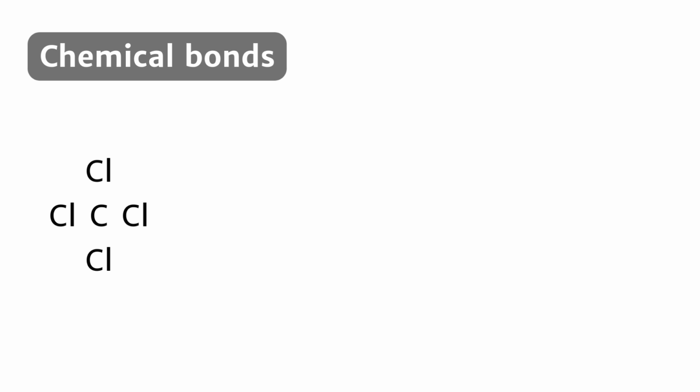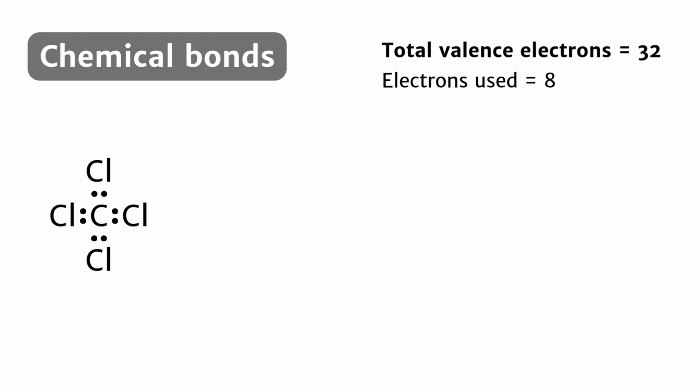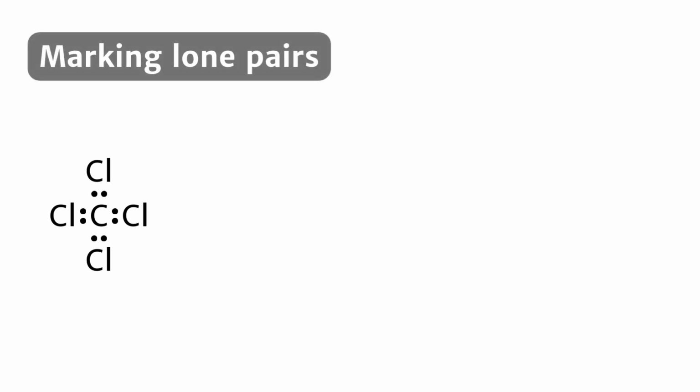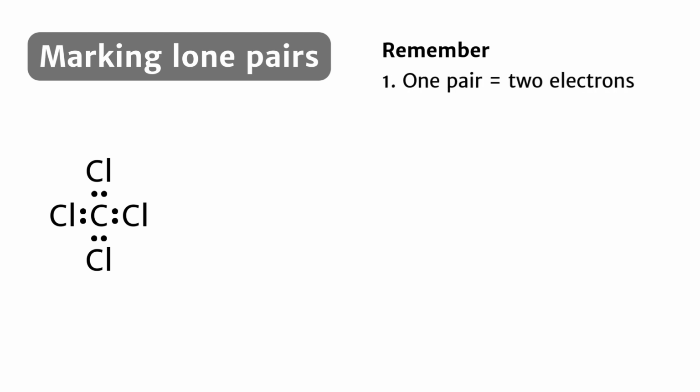2 electrons represent a single chemical bond. Therefore, we will place 2 electrons between carbon and each chlorine atom to represent 4 chemical bonds. In this way, we have used 8 electrons to form these bonds, leaving 24 unutilized from the total of 32 valence electrons. Lone pairs consist of electron pairs that are not involved in chemical bonding. It's important to remember that a single lone pair consists of 2 electrons. Since we have 24 unutilized electrons, we can form 12 lone pairs, which can then be marked on the structure.